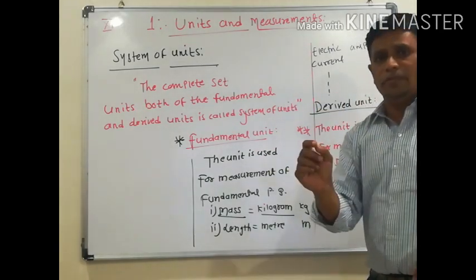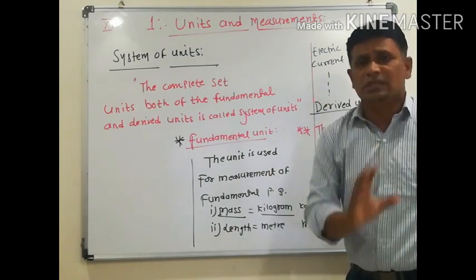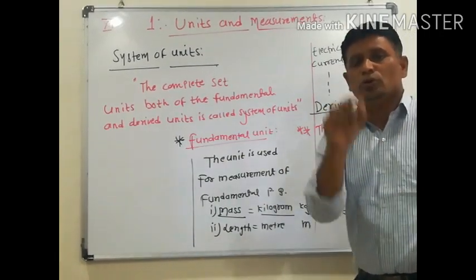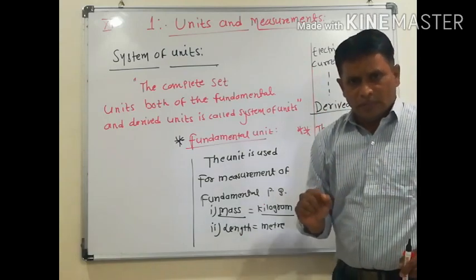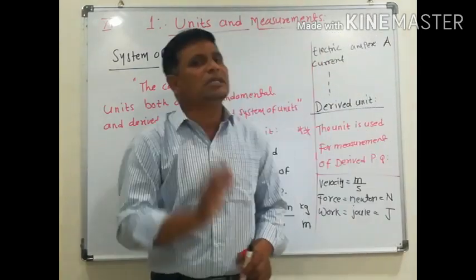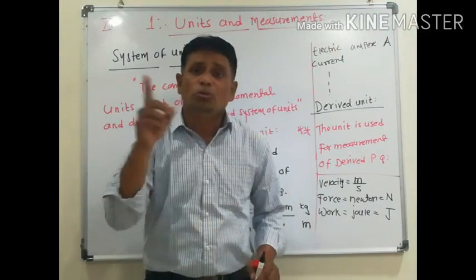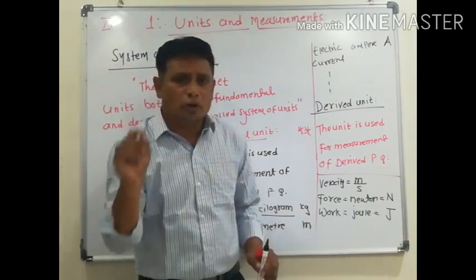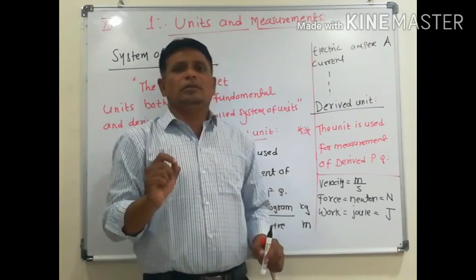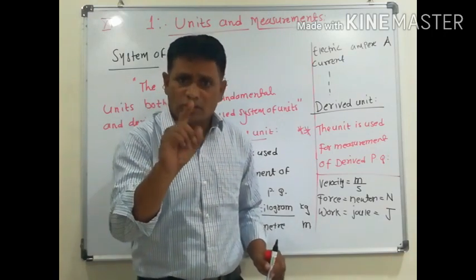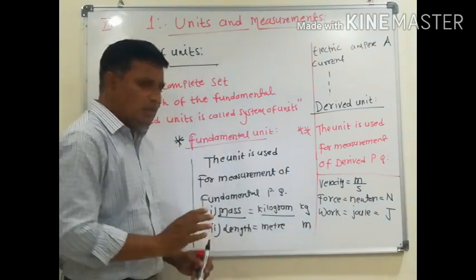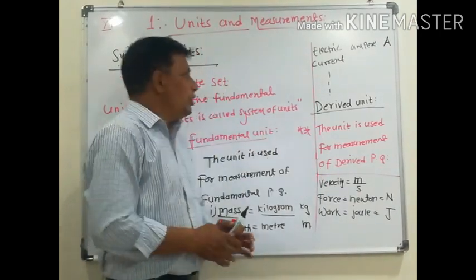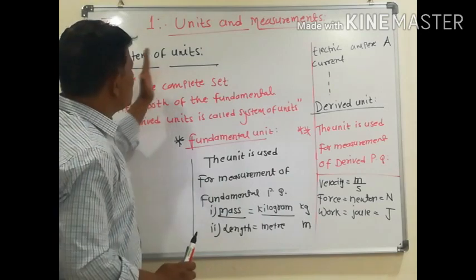Sometimes we have to use very small units. Suppose we want to measure the mass of gold, then we use the unit gram. If we want to measure the distance between two cities, then we use the kilometer, not a meter or a centimeter. If you have to draw a diagram in your notebook, the length is taken in meters or centimeters. So if we want to measure large units or small units, we need a system of units.